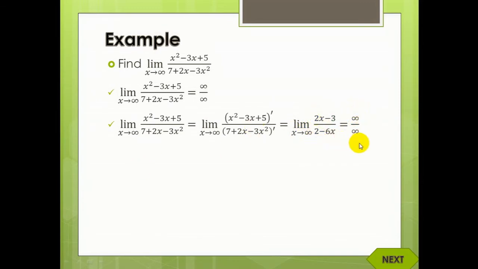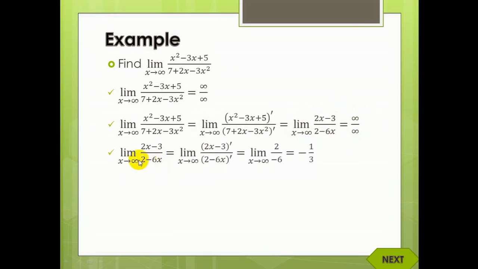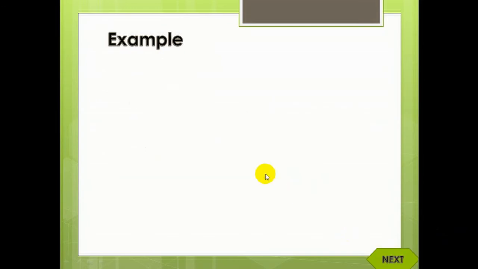So you need to apply L'Hospital's rule again. The derivative of the numerator is 2, over minus 6. So the result is minus 1 over 3. Okay, let's take another example.